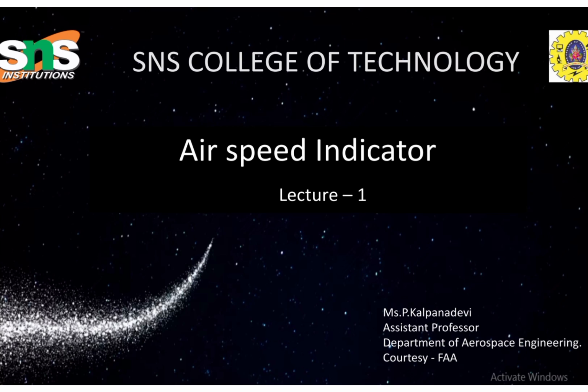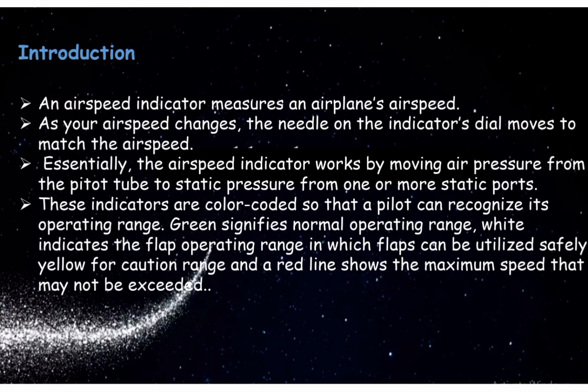And in this month we will see the lecture series of the various types of indicators used in the flight airplane to find out the altitude or like that. In this lecture series we will see the airspeed indicator. It is essentially used to measure the speed of the aircraft, how fast we are going.